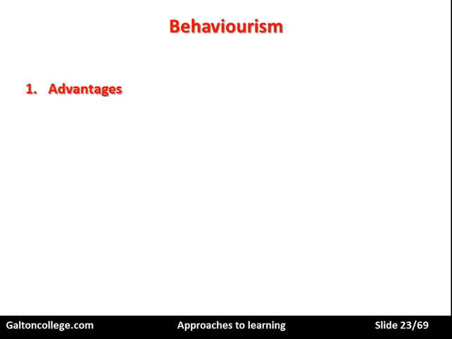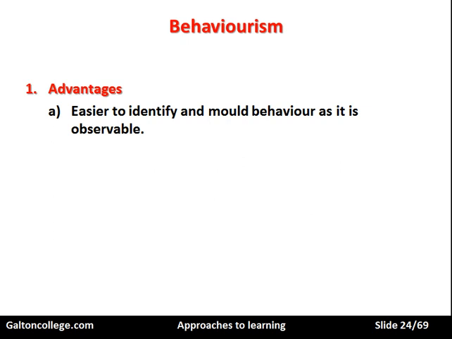Now the advantages of behavioralism, well, easier to identify and mold behavior as it's observable. We can see the outcome of behavior. When people are doing a good job, we can see it. We can see that they are applying themselves, they're trying hard, they're producing good results. So the good results may be the product of praise and bonuses and certificates and rewards. So we can see the outcome of the impact of these reinforcements on the quality of the work. So we can observe it.